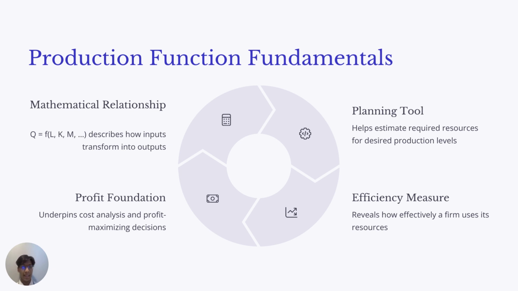Production function fundamentals. Let's talk about the production function, which is the mathematical representation of how inputs are turned into outputs. It is often written as Q equals f(L, K, M), where Q is output, L is labor, K is capital, and M might include materials or technology. This function is more than a formula, it's a planning tool. It helps managers estimate how many workers or machines are needed to hit a target output. It also reveals how efficiently a firm uses its resources and serves as the foundation for both cost analysis and profit maximizing strategies.